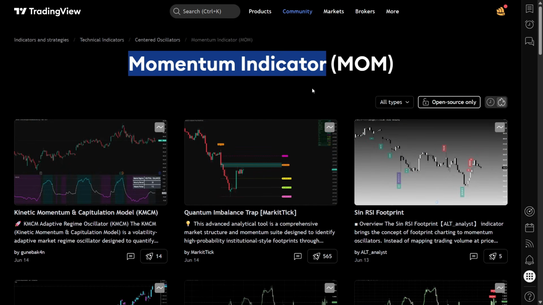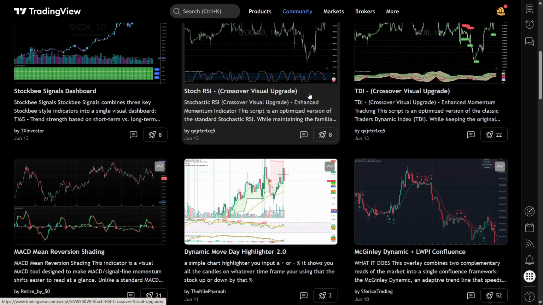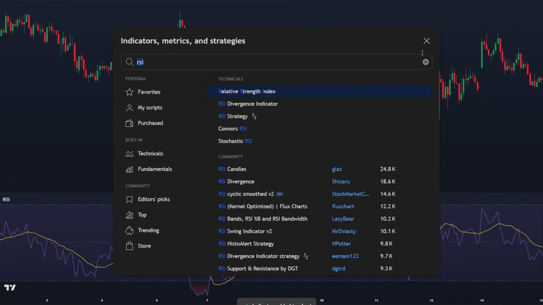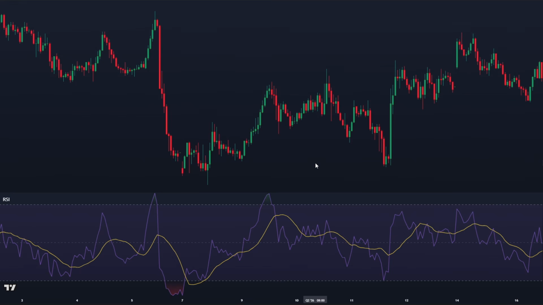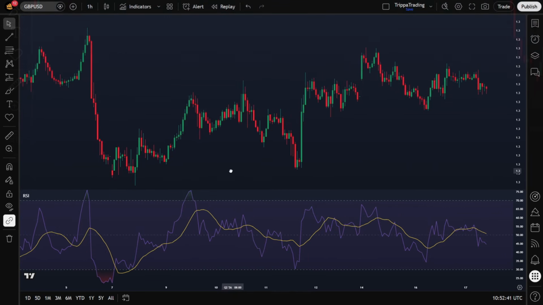Now let's move to momentum indicators. These are used when you want to measure the strength or weakness of price movement itself. The first one is the Relative Strength Index. This is one of the most used indicators in trading, and for good reason. It is excellent for identifying overbought conditions, oversold conditions, and especially divergence.